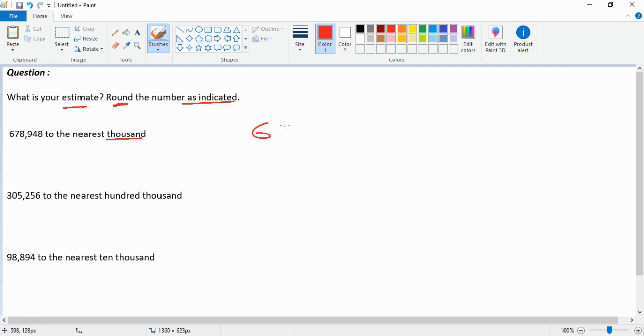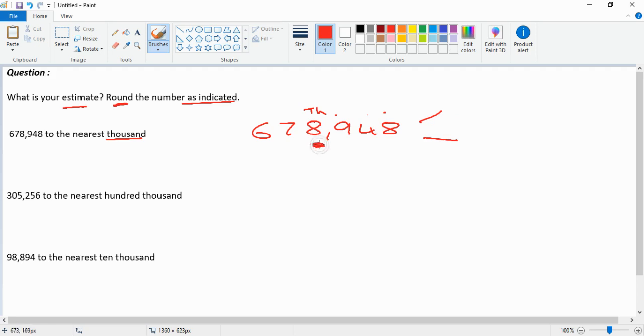I'm just going to take it out here, rewrite it. 678,948. We've got ones, tens, hundreds, thousands. There's the thousands. So we're rounding to the nearest thousand. And we're either going to round up or round down. And we've got to see what our two options are.